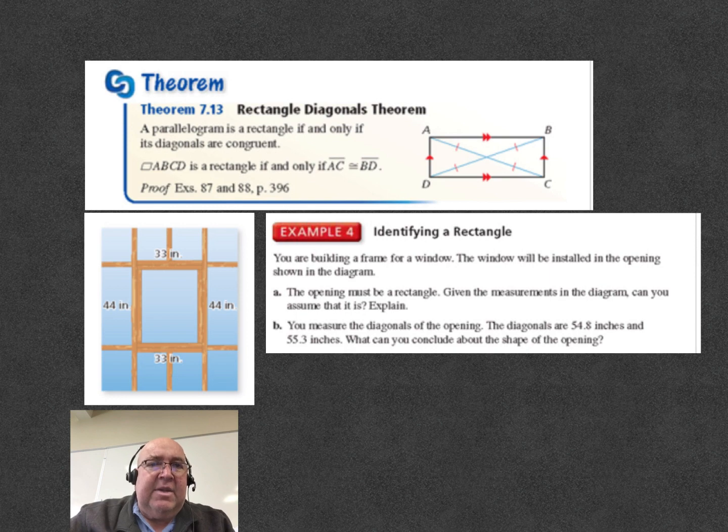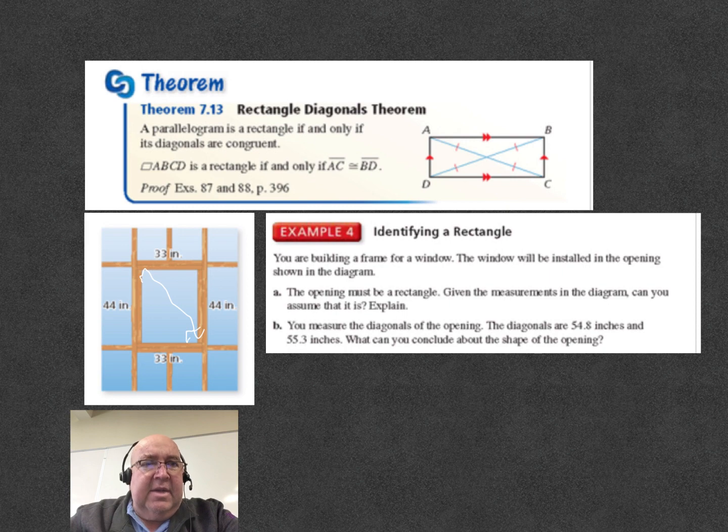So in looking at the sample on the side, question A says the opening must be a rectangle given the measurements in the diagram. Can you assume that it is? Unless you know either that there are right angles on all four sides or that the diagonals measure the same, you can't assume that it's a rectangle.